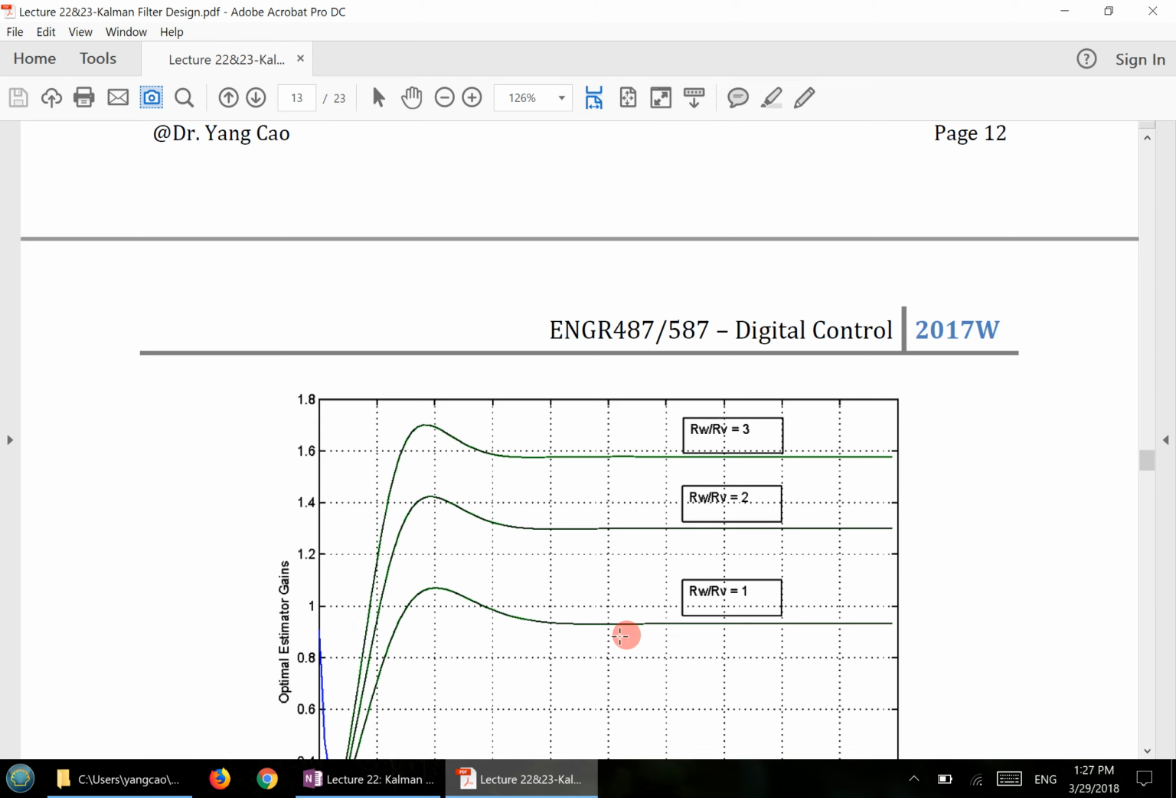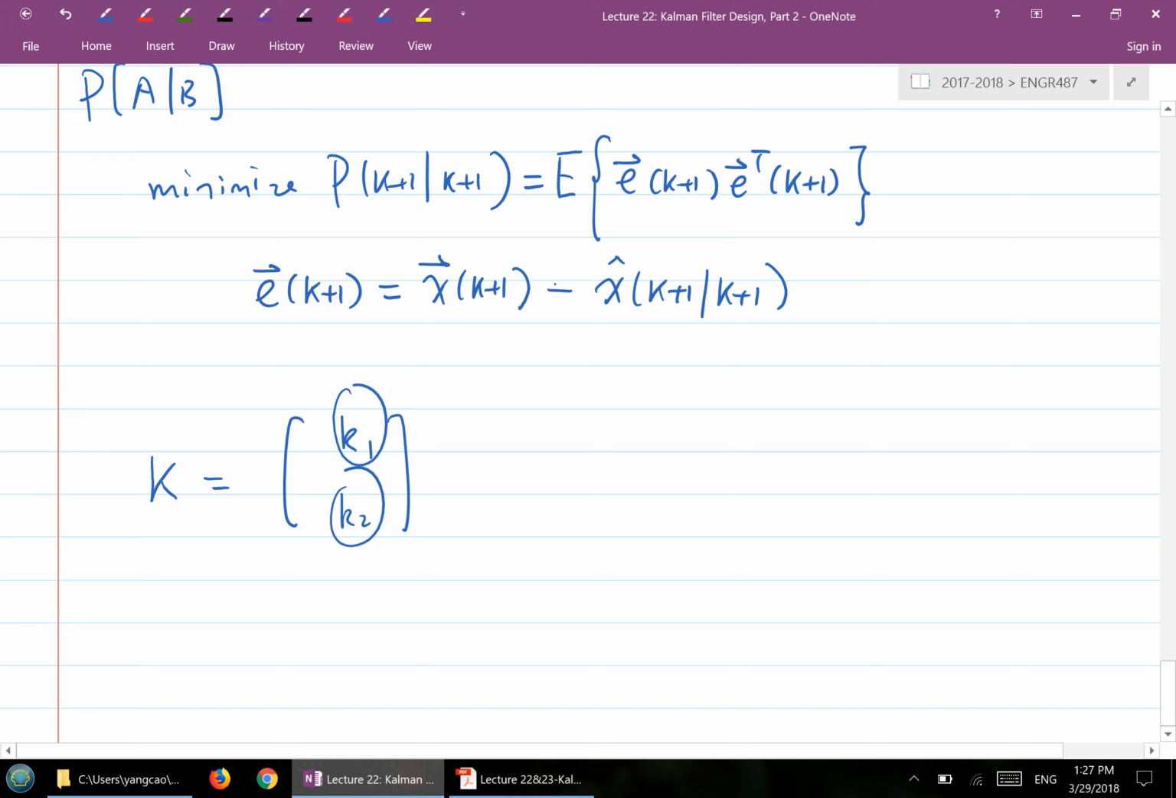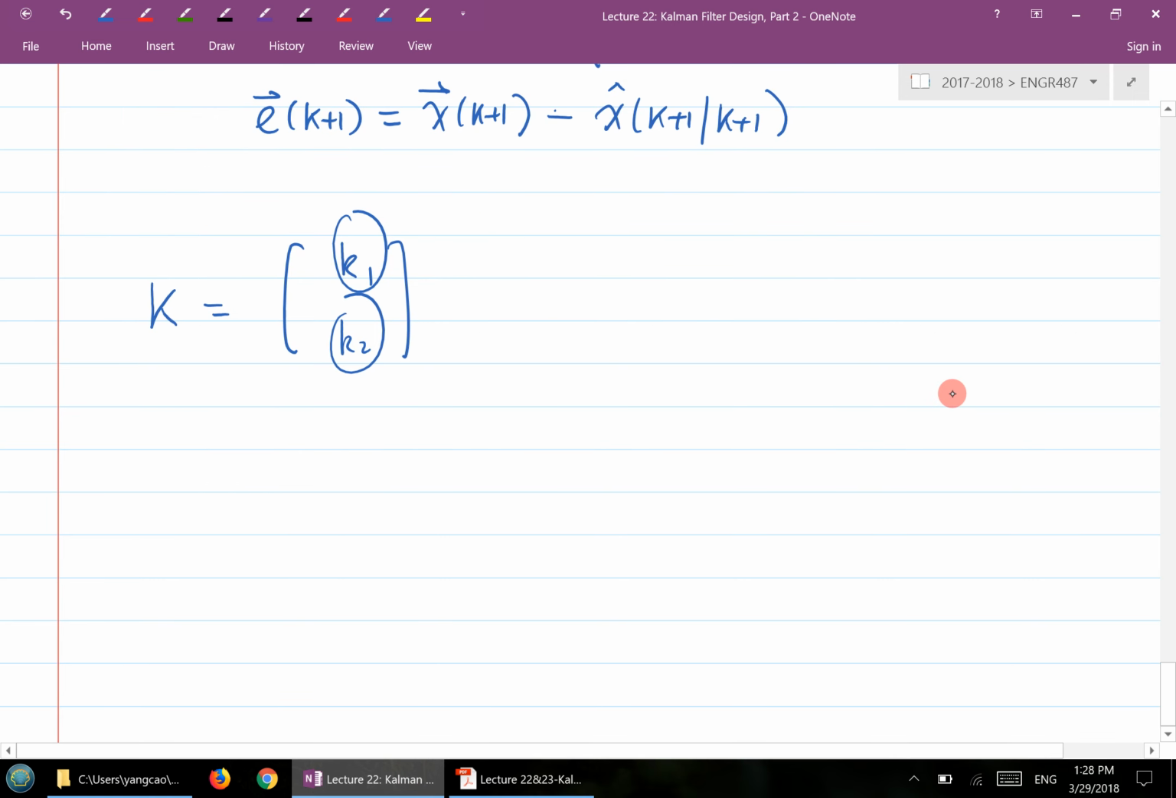Okay, so let me finish just the theory part, and then we can get on to the MATLAB next week together. There is only one simple concept here. Basically, it's called the steady state Kalman filter, and we're looking for an expression for the steady state Kalman filter.